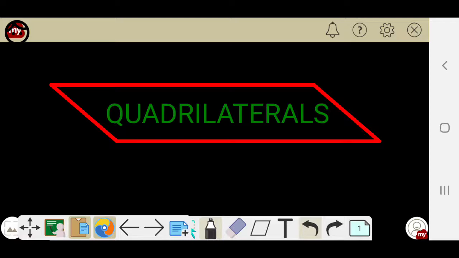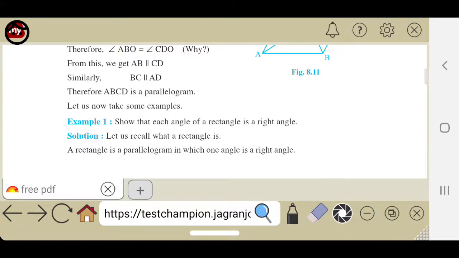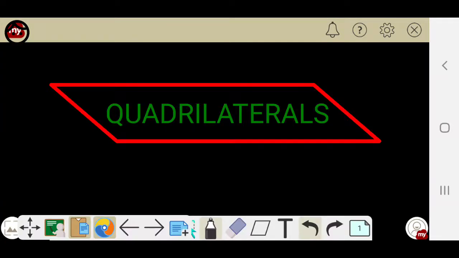First question is, show that each angle of a rectangle is a right angle. Dear children, we already know that, but here we have to prove that each angle in a rectangle is 90 degree. What is a rectangle?